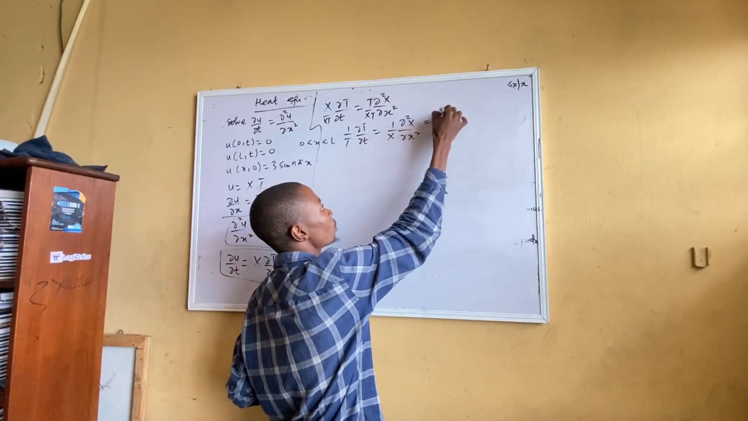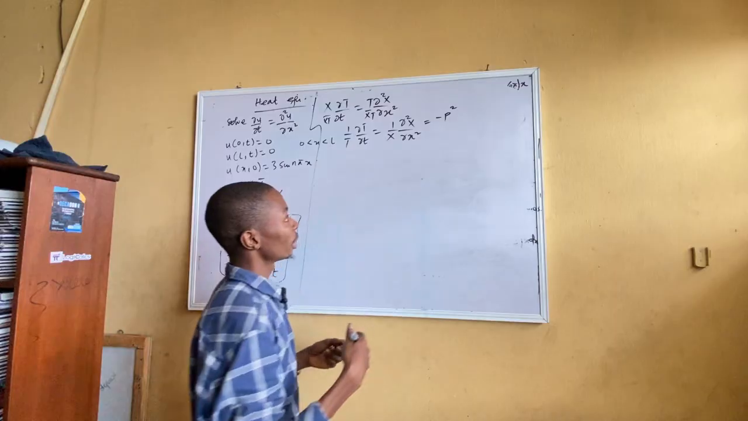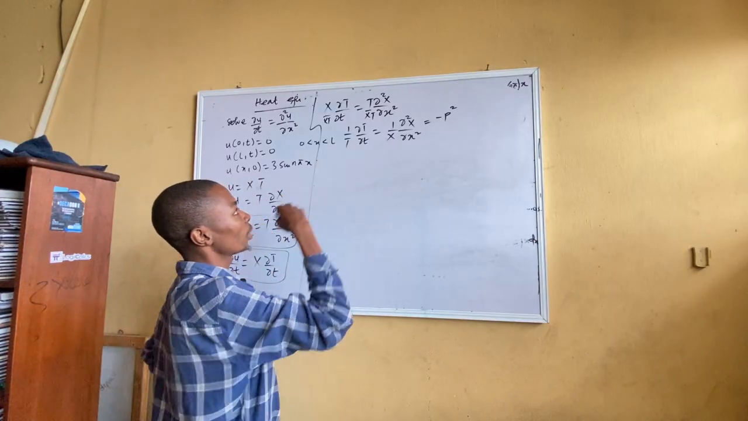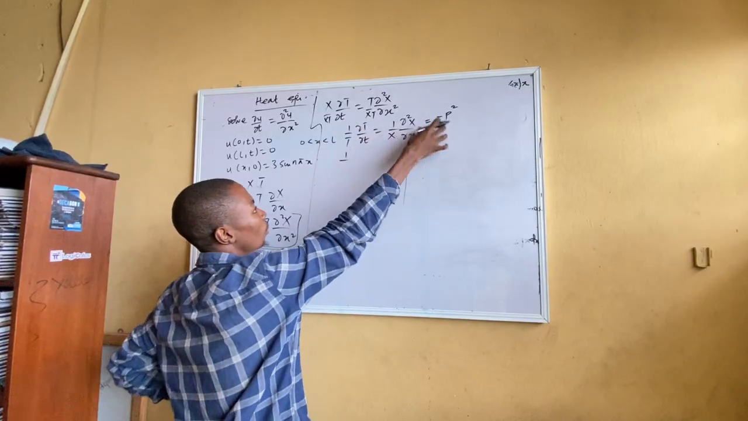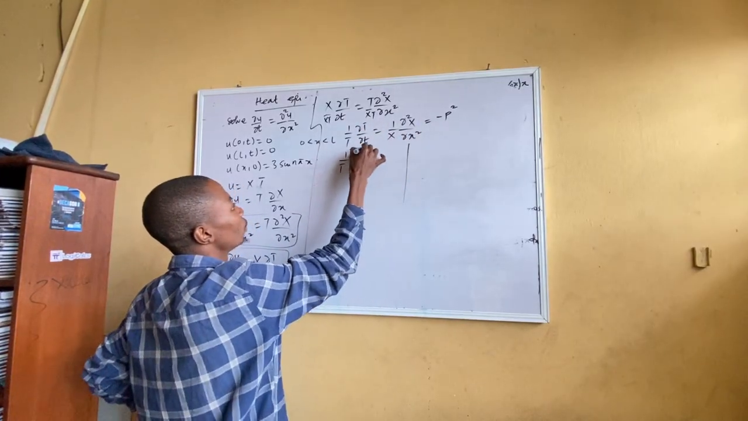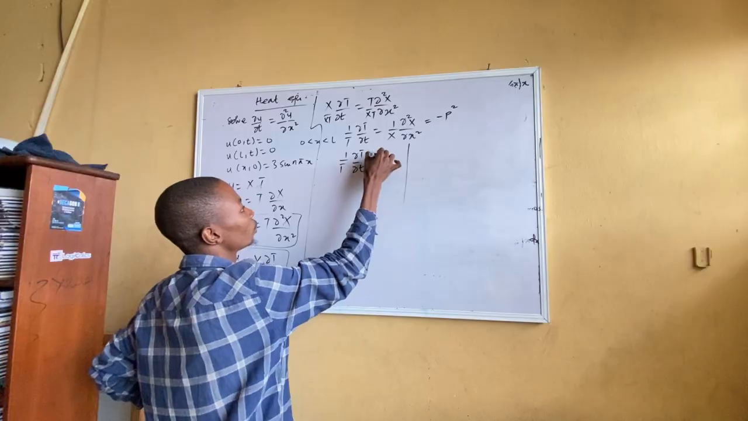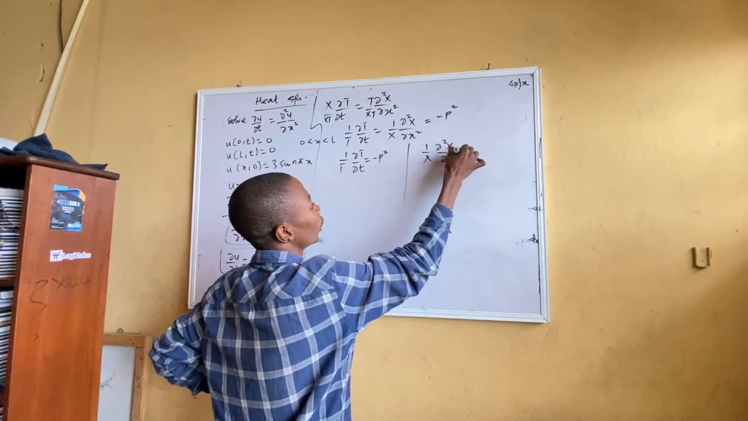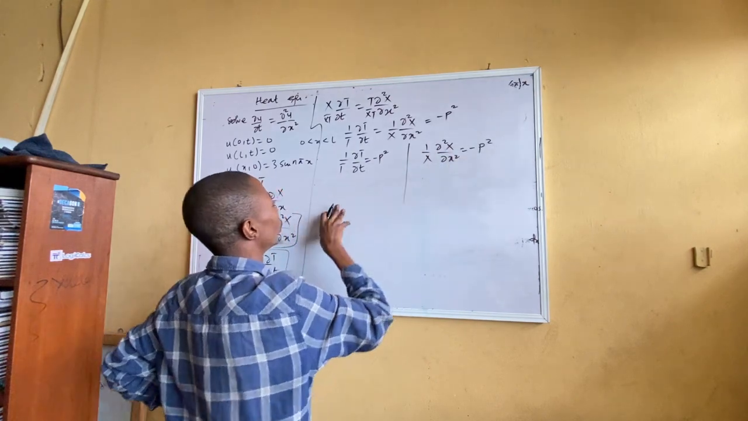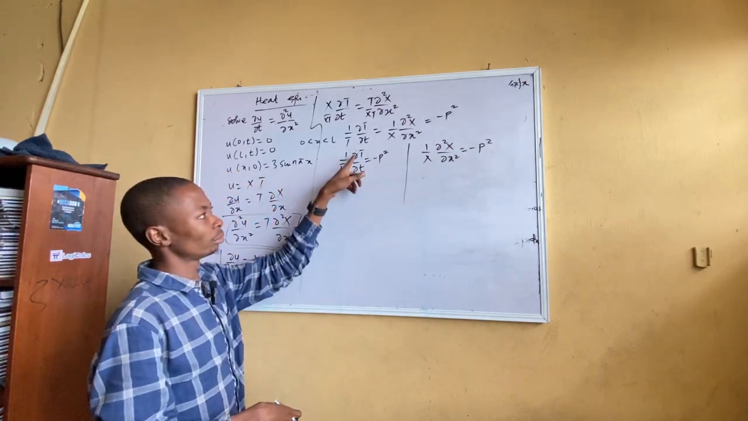So I'm saying minus p squared this time around. It doesn't matter, I can say minus p. If I say it equals minus p squared, we are going to have two differential equations, one first order, the other second order. So 1 over T, T prime equals minus p squared, and 1 over X, X double prime equals minus p squared. So this is first order now. First order, first derivative.